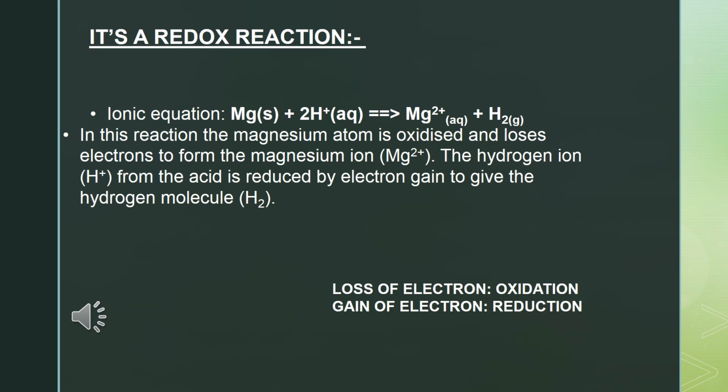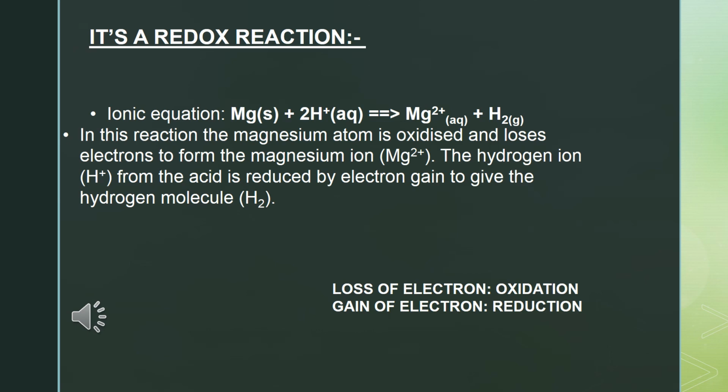Let's talk about redox reactions. For example, the reaction of magnesium and hydrogen ions is a redox reaction. I have given you the ionic equation. In this reaction, you can see that the magnesium atom is getting oxidized, losing its electrons to form the magnesium ion, which is Mg2+, and the hydrogen ion from the acid is reduced by electron gain to give the hydrogen molecule, which is H2.